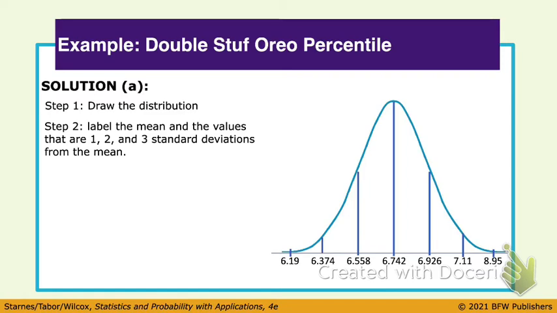Are you getting any better at drawing your normal distribution yet? No, it's still bad? Man. So all we did, I'm taking the mean of 6.742 and I'm adding 0.184 and subtracting 0.184. That's all I did. No big deal.